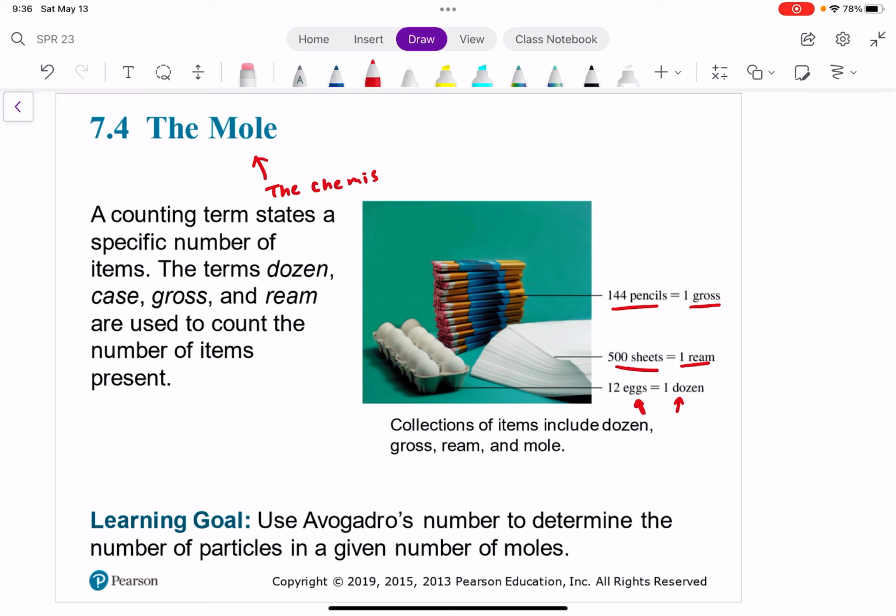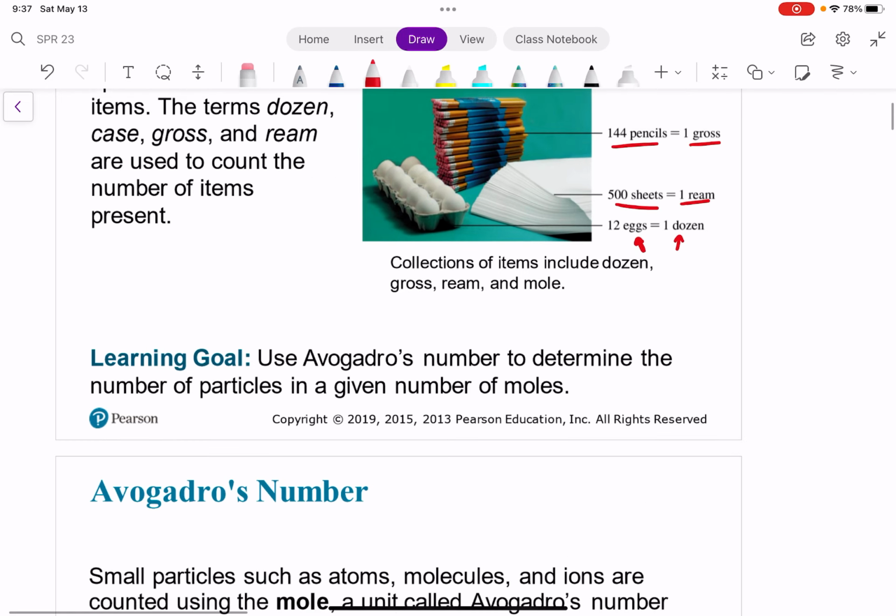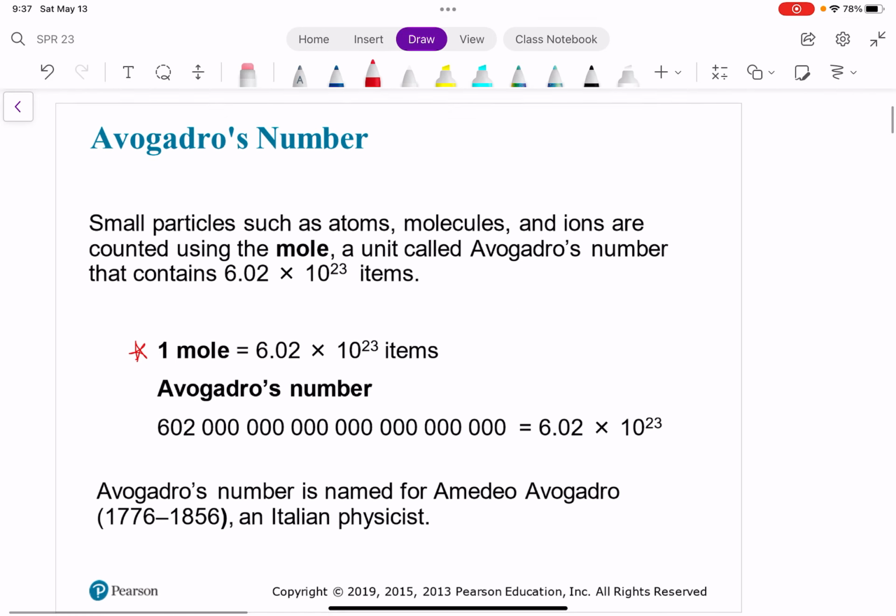And you don't have to write this down, but if it helps, you're welcome to. So some people call it the chemist's dozen. And that's because we use the mole in chemistry to count particles, or the number of particles. And we'll talk about more specifically what I mean when I say particles. But it's another way of counting the number of things that we have. And it's a special one for chemistry.